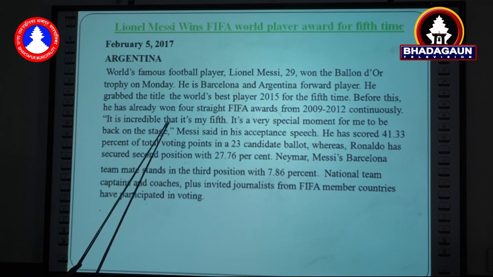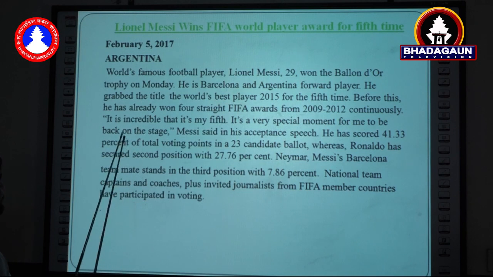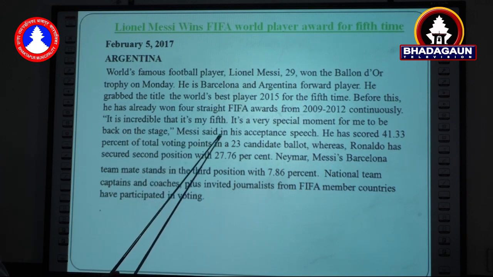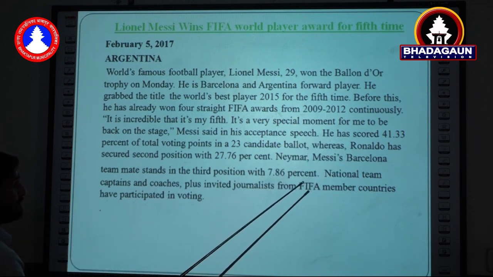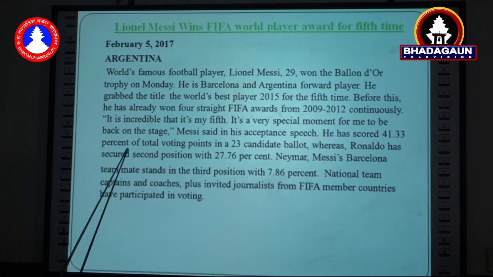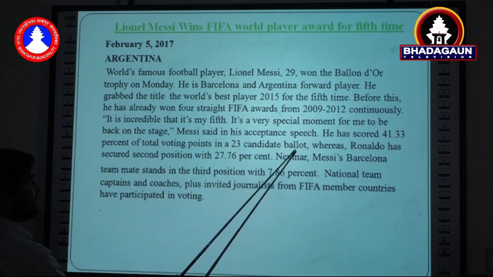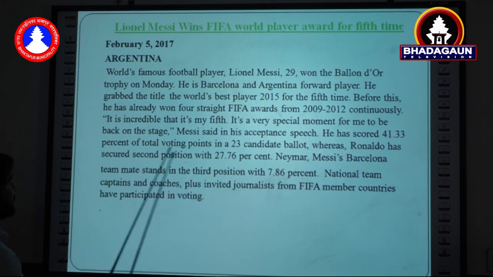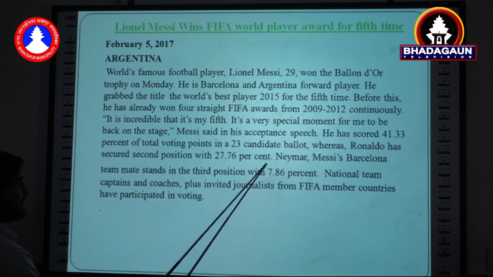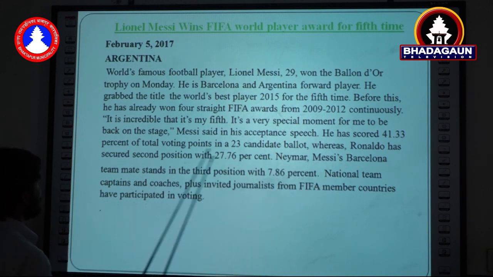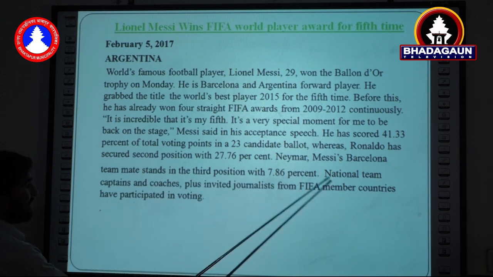"It is incredible that it's my 5th. It's a very special moment for me to be back on the stage," Messi said in his acceptance speech. He has scored 51.33% of the total voting points in a 23-candidate ballot, whereas Ronaldo has secured second position with 27.76%. Neymar, Messi's Barcelona teammate, stands in third position with 7.86%.